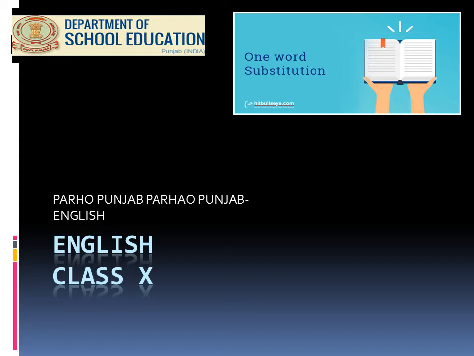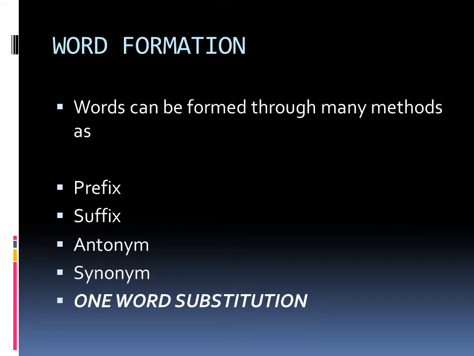Today we will learn one word substitution. For effective use of language, we constantly need vocabulary. New words can be made in many ways, like prefix, where we apply a morpheme in the beginning of the word, like do, undo, possible, impossible. Next is suffix, where a morpheme is added to the end of the word to modify its meaning. All the adverbs are suffixed.